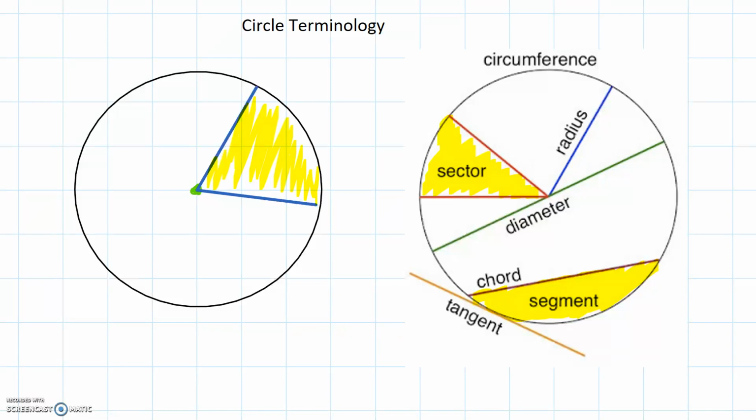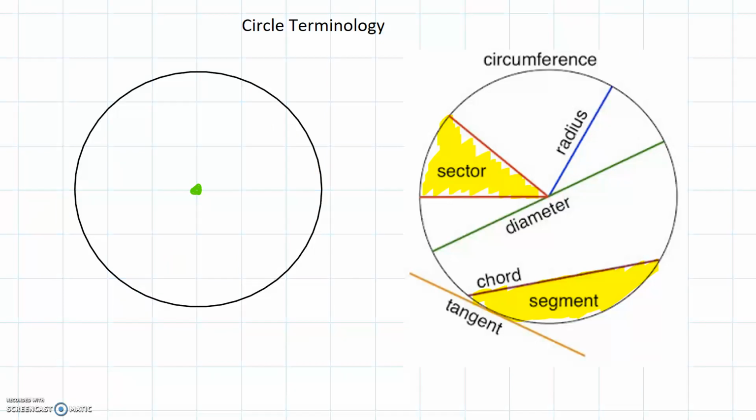Okay, if we draw another sector, again, we're going to need two lines. Let's draw a straight one. We're going to need two lines from the centre. And that area there is our sector. Now we could have a really, really big sector.